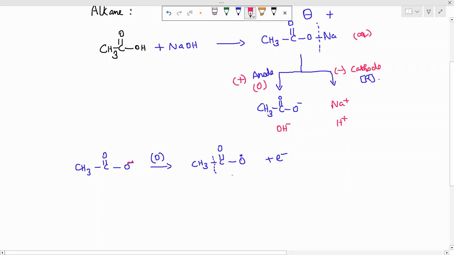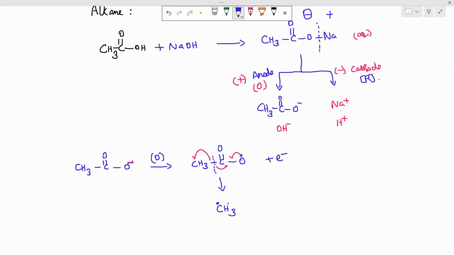One electron will move towards this place, and this electron will move towards this place, and both electrons will make a bond here, and then one more electron will come back here, and then we will get the methyl radical, methyl free radical. So Kolbe electrolysis is an ionic mechanism as well as a free radical mechanism.